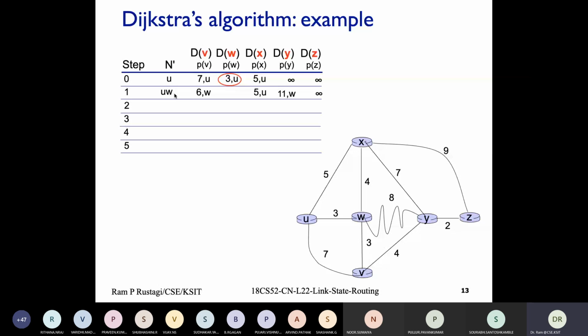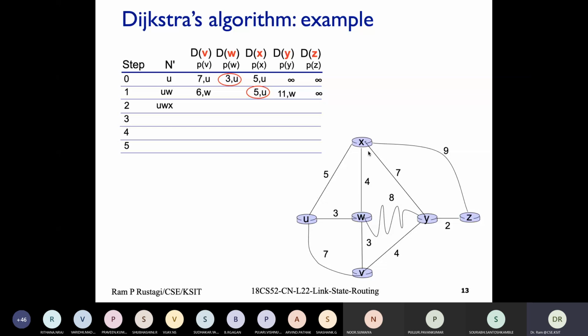Which is the minimum among the four nodes? I have two nodes in N prime, U and W. Remaining are V, X, Y, and Z. Which is the minimum among these? 5, sir. So that is node X. So I add X to my N prime now.